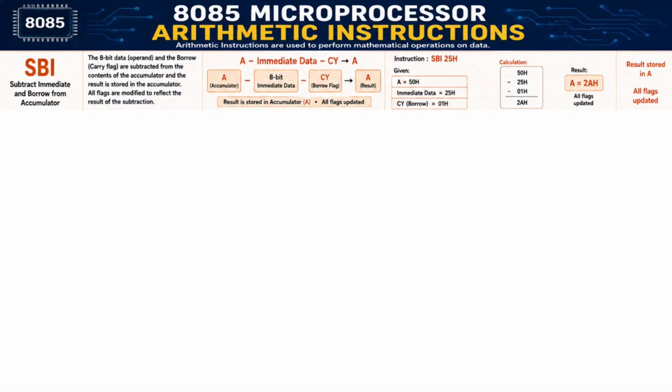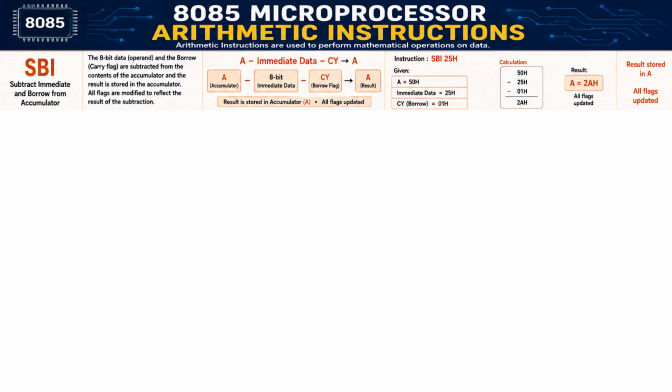Instruction SBI 25H. Suppose the accumulator contains 50H, the immediate data is 25H, and the carry flag is set. Now the operation is performed, and the accumulator becomes 2AH. So remember, SBI is simply SUI plus borrow.